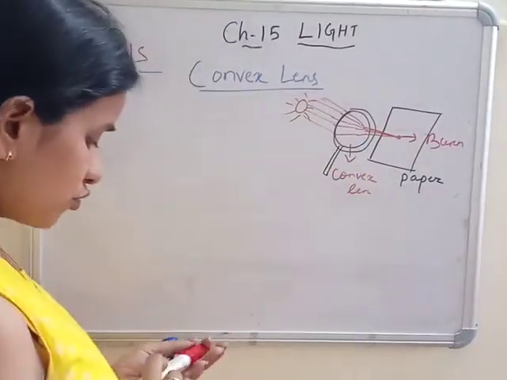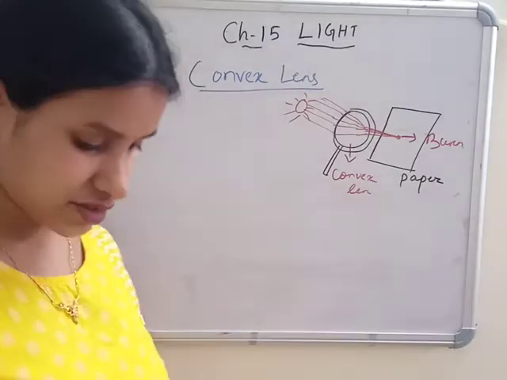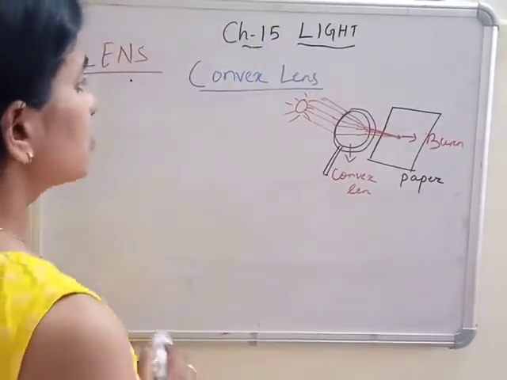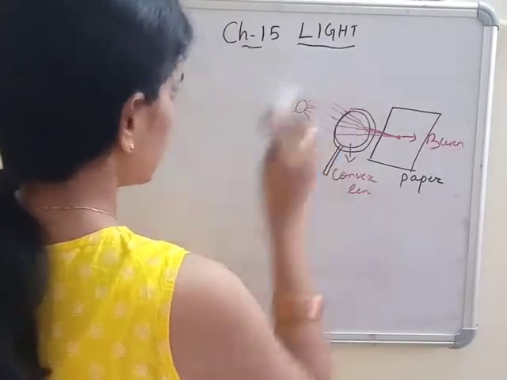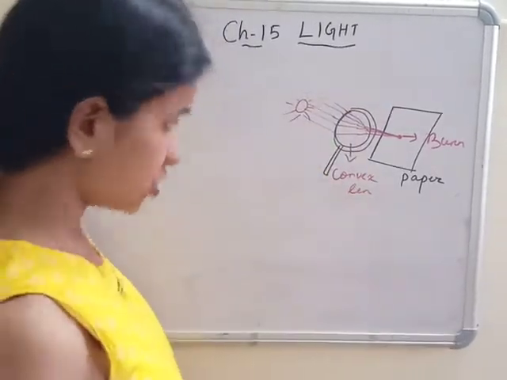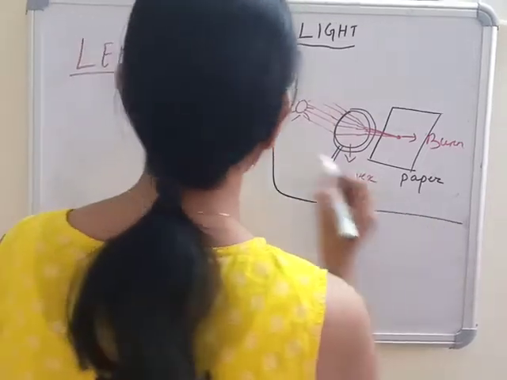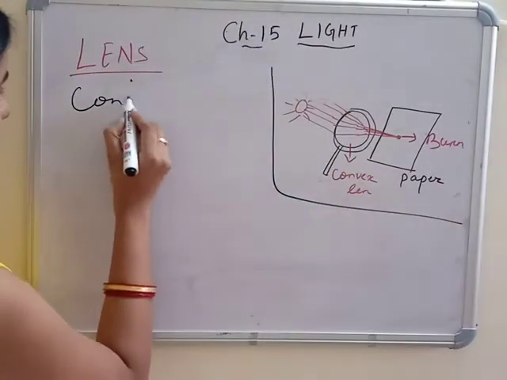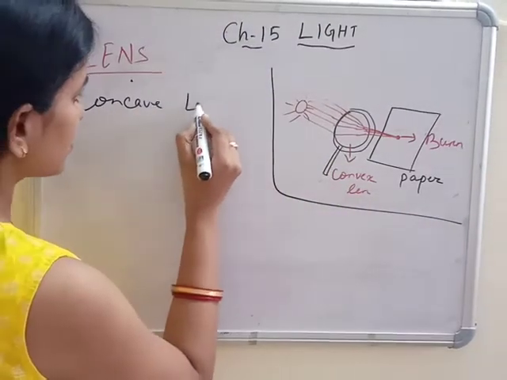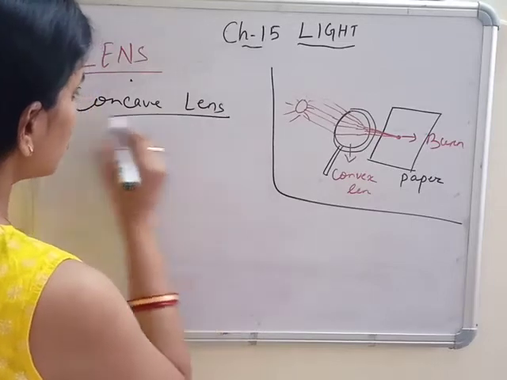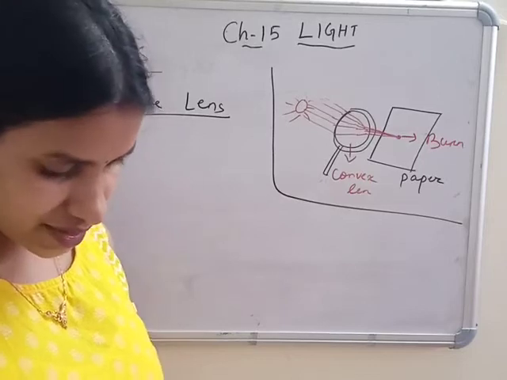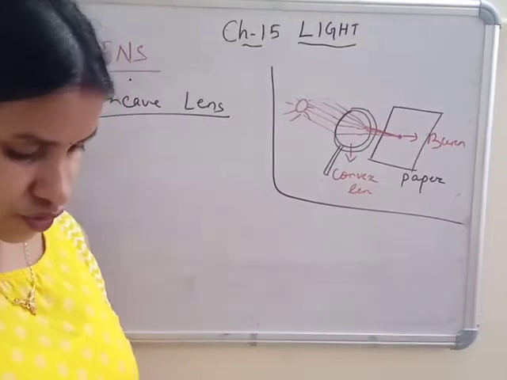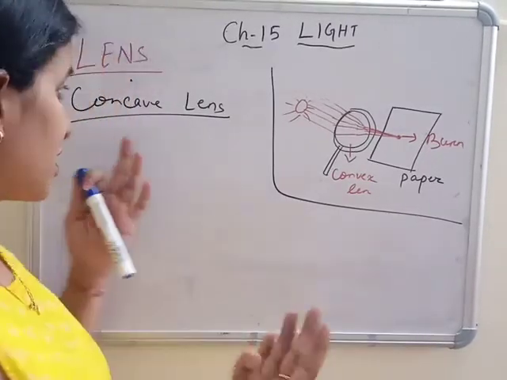Let's move to the concave lens. So concave lens does not depend upon any position. Okay. Concave lens. So it does not depend upon any position. So what type of images is formed by this? Let's see. So first let's see what is a concave lens.